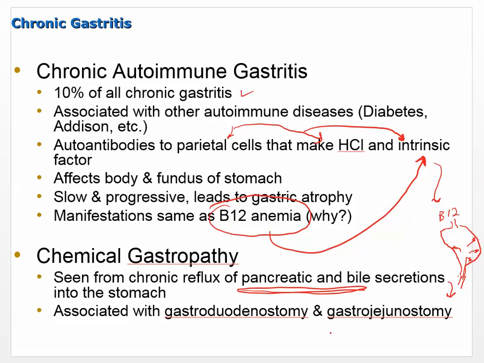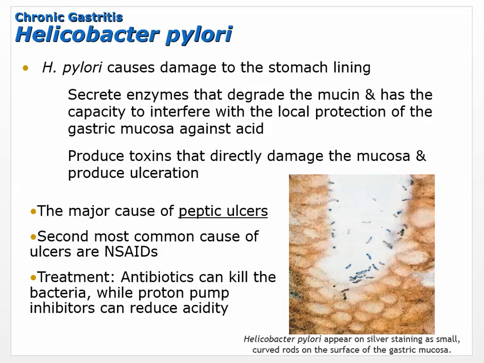Associated with gastroduodenostomy, gastrojejunostomy, which is a very basic explanation, pretty much where they take the duodenum and attach it directly to a different area of the stomach to allow drainage to take place, and then you're going to have a more accessible way for the pancreatic juices, that's what they're called, and bile secretions to reflux back up into the stomach. So let's talk about H.